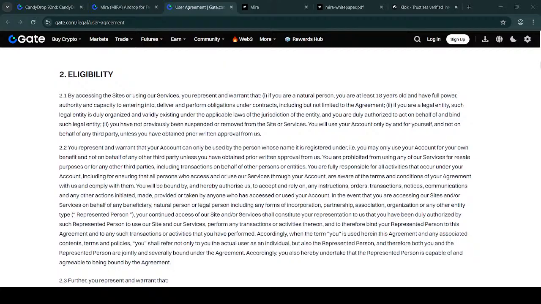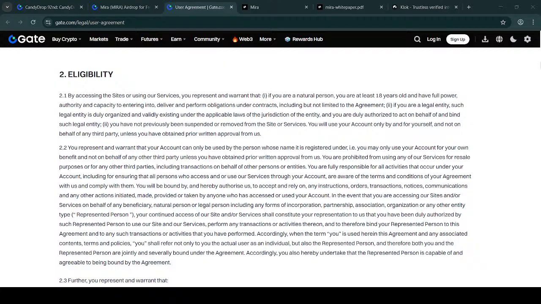Including but not limited to the agreement, and if you are a legal entity, the legal entity is duly organized and validly existing under the applicable law of its jurisdiction, and you are duly authorized to act on behalf of the legal entity.